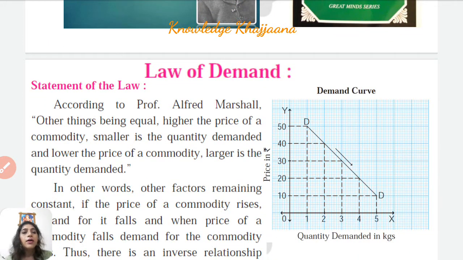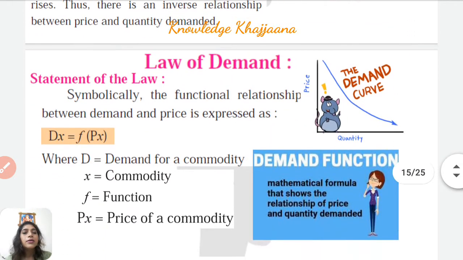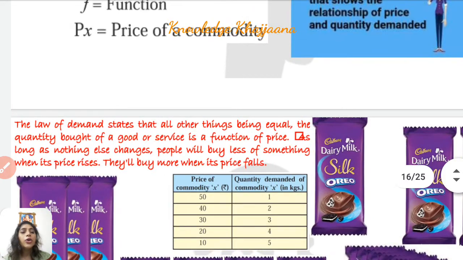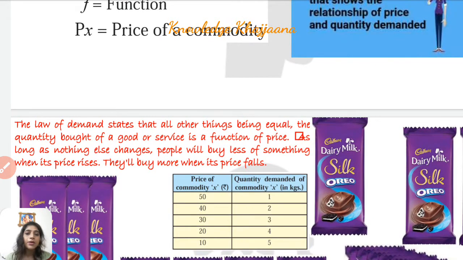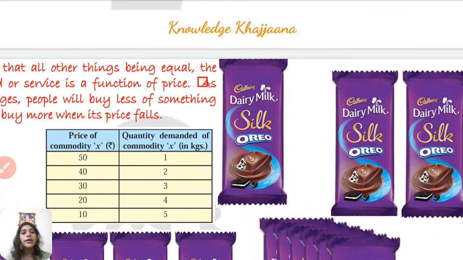According to Professor Alfred Marshall, the demand for a commodity is a function of the price of the commodity. Now see how you can understand this with a realistic example. What do you like most? For example, if you like the Oreo Dairy Milk Silk Cadbury.